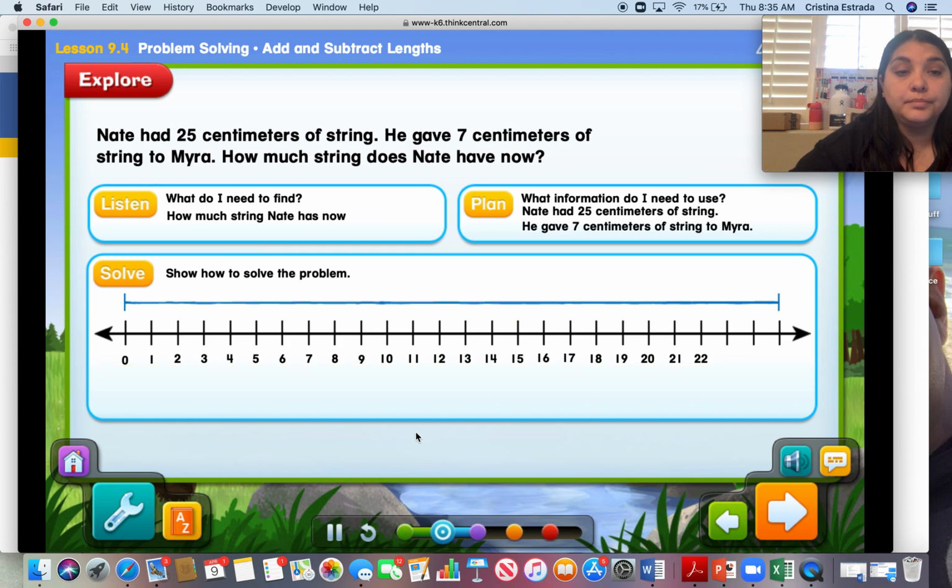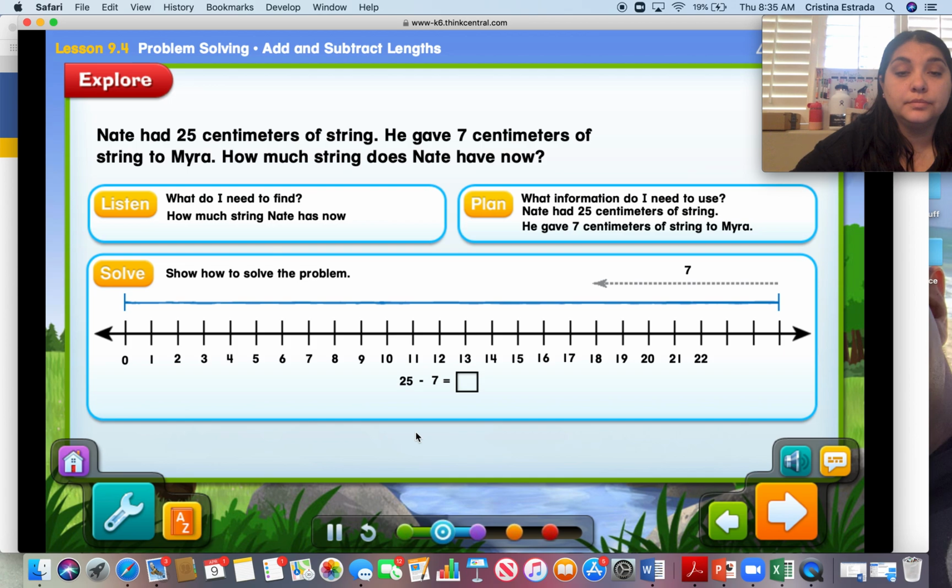This is the length of Nate's string at the start of the problem, 25 centimeters. The string starts at the 0 on the number line and ends at the 25. Each space on the number line stands for 1 centimeter. This arrow shows the 7 centimeters of string that Nate gave to Myra. It starts at the 25 and points to the left toward the 0. This stands for giving away the 7 centimeters of string. The number sentence shows that 25 centimeters minus 7 centimeters is equal to some centimeters.